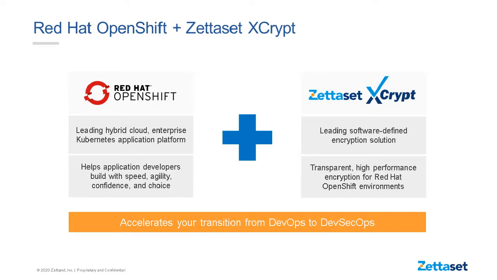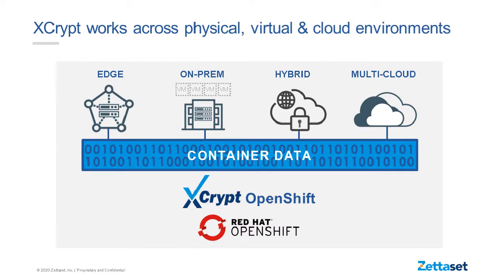So speed and agility are two items that both ZetaSet and OpenShift bring together. And as I said, OpenShift can work anywhere. It doesn't matter if it's at the edge, out on the battlefield, in some kind of multi-cloud environment, in the virtual, or back in the data center. It touches everywhere. We follow the data. We encrypt it wherever the container is, and OpenShift orchestrates that container to be.